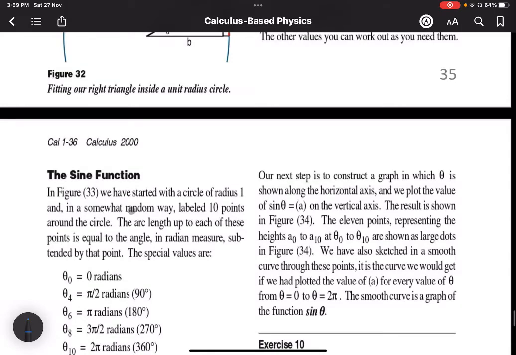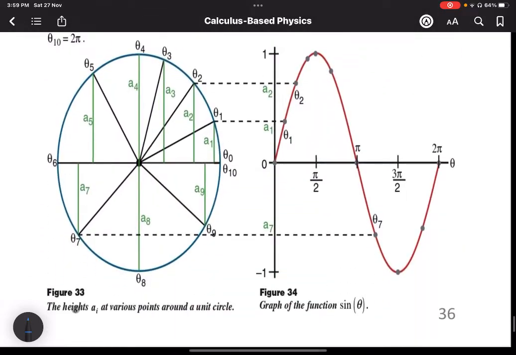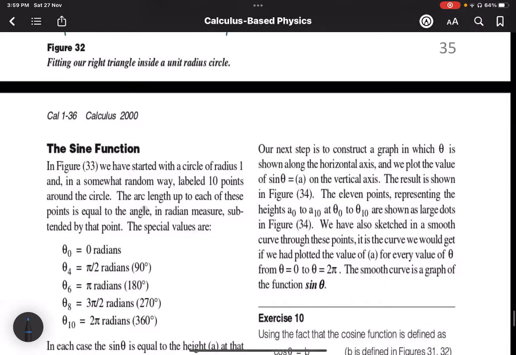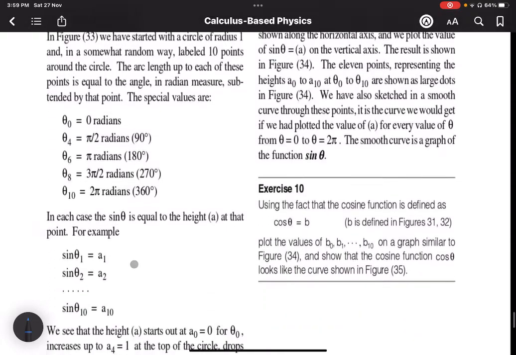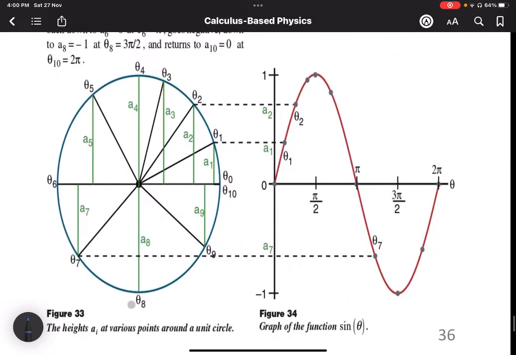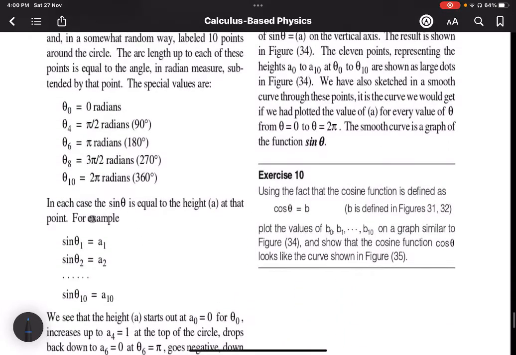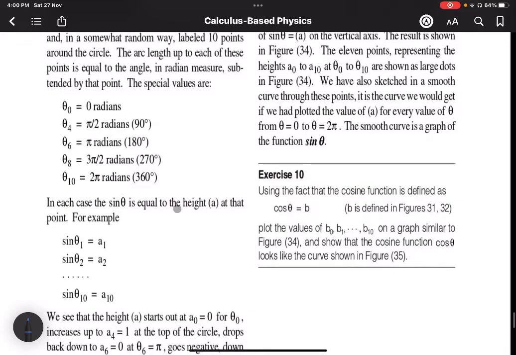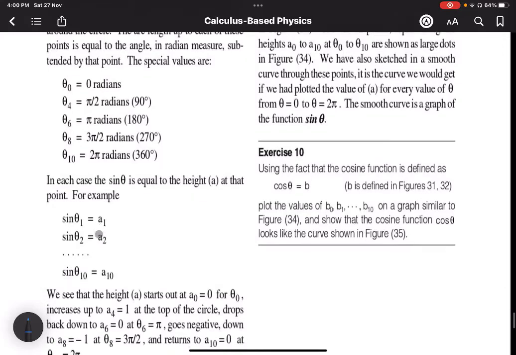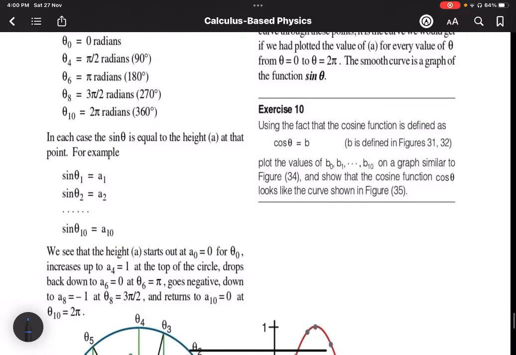In figure 33, saan si figure 33? Nasa baba, ito, full circle. We have started with the circle of radius 1 and in a somewhat random way, labeled 10 points around the circle. The arc length up to each of these points is equal to the angle in a radian measure subtended by the point. The special values are, so ito yung mga values na nakaplot sa figure 33. Okay? So in this case, the sine theta is equal to the height A at that point. For example, sine theta 1 is equal to A1, so on and so forth.